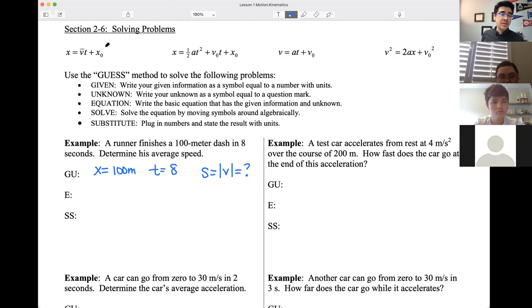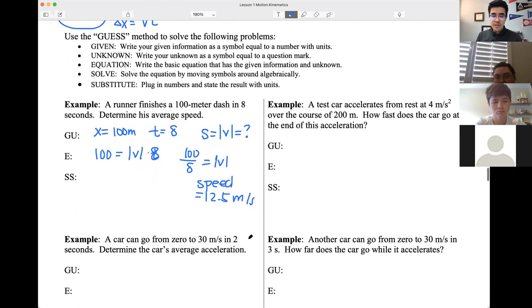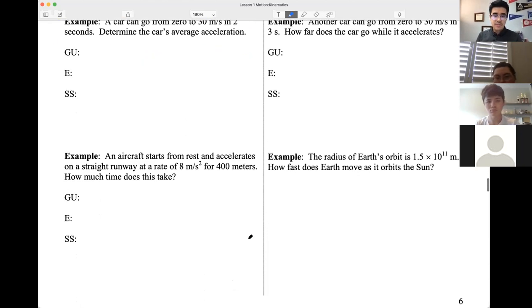We can use this one. I think this one's also easier to write this way, right? x = |v|t. So then, what is that? 100 is equal to absolute value of v times 8, right? And then 100 over 8 equals absolute value of v. And then this speed is equal to 12.5, right? These shouldn't be too hard. So not going to worry about too much of these questions.